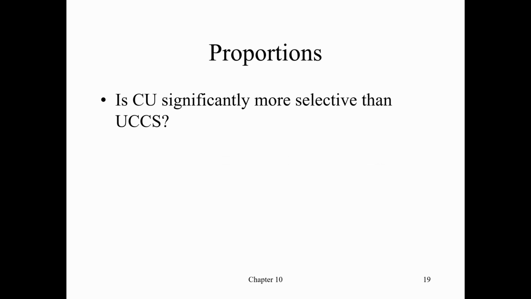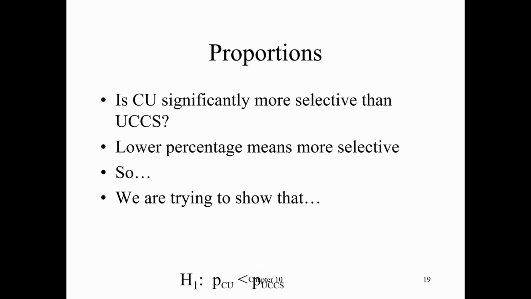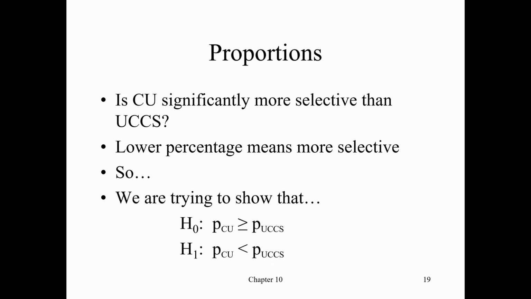Okay, let's do another problem. Is CU significantly more selective than University of Colorado, Colorado Springs? A lower percentage means more selective, right? If I accept fewer people, then I would expect it to be more selective. So we're trying to show that the proportion for CU is less than the proportion for UCCS. They're more selective, which means they have a lower percentage acceptance rate. So the null is that they're equal to or greater than.